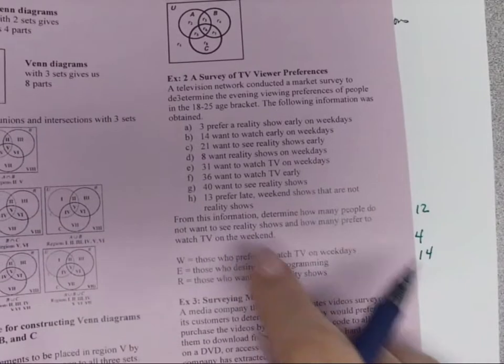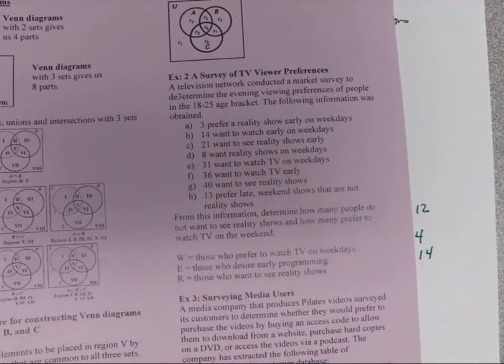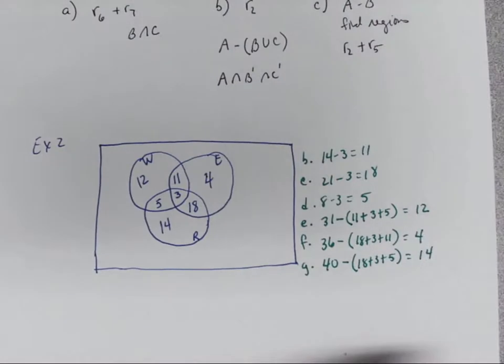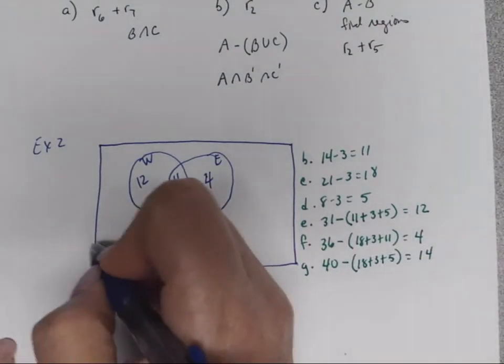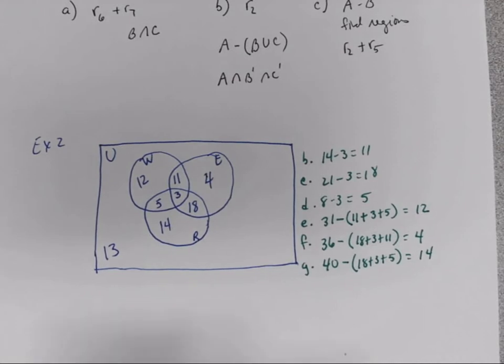And then the final statement says 13 prefer late weekend shows that are not reality shows. Well, that's going to go out here in our universal set. So the 13 will be out in our universal. So you just have to do some subtracting to figure out.